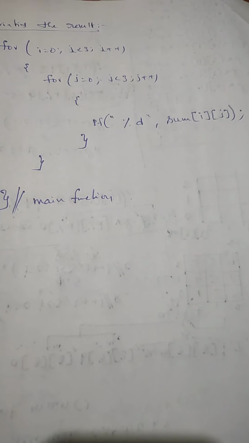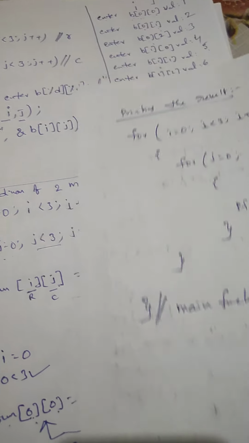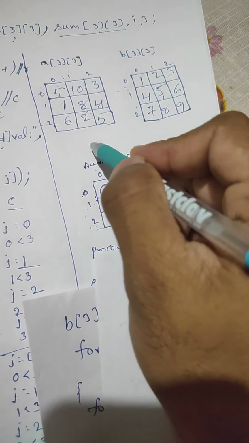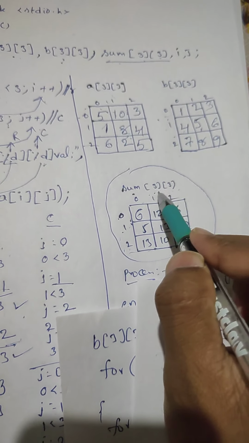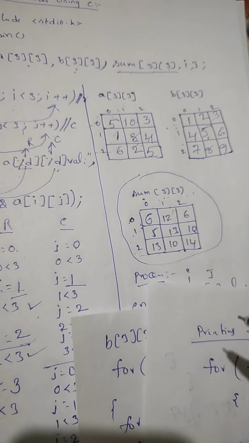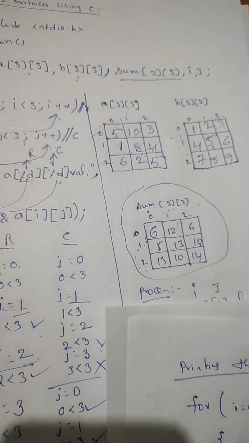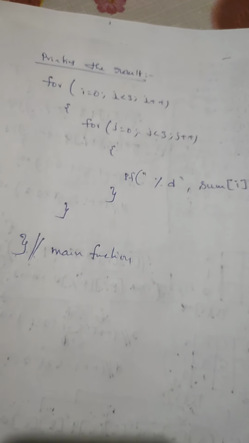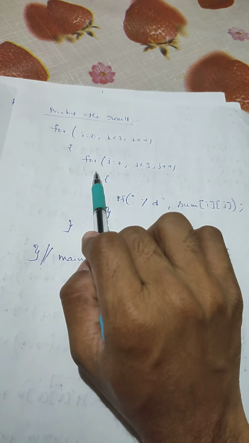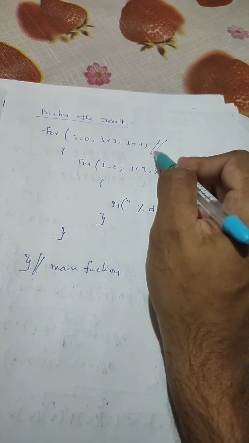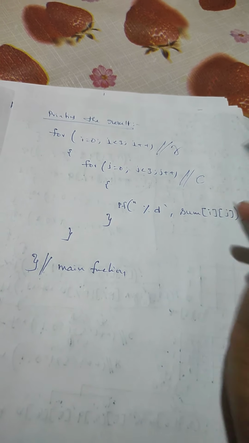This entire result, sum of ij, the total output is displayed from sum. So the total final result is stored in the sum 3 by 3 matrix. We are just printing the sum of ij values with the help of the printf statement. So for printing the final result, we also need to take two more for loops. One is for the number of rows, another one is for the number of columns.